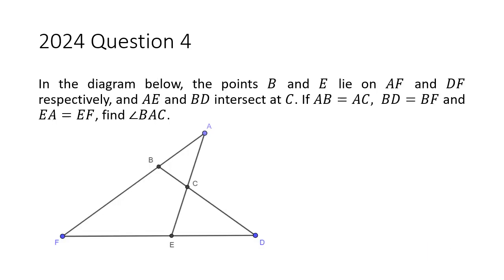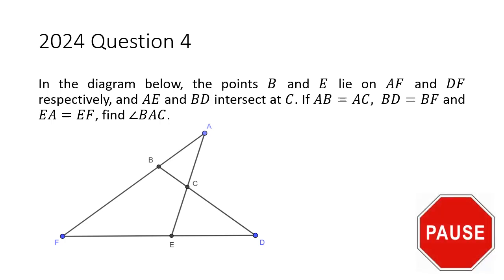In question 4, we're given a diagram below. The points B and E lie on AF and DF respectively. AE and BD intersect at point C. We are also given a set of equal lengths: AB equals AC, BD equals BF, EA equals EF, and we want the angle BAC. So pause the video here and give this question a good try.